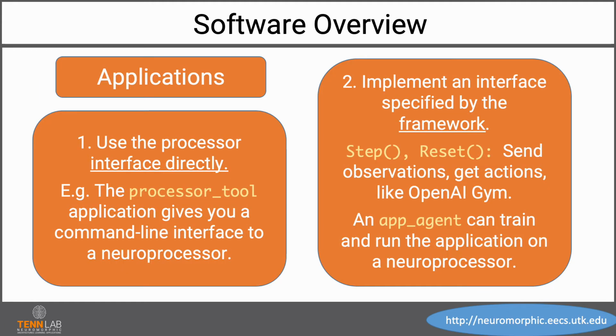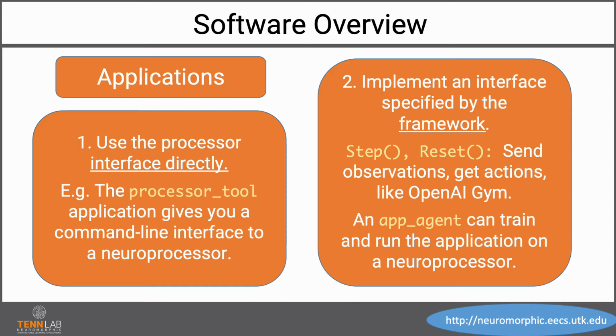Now, applications come in several guises. In the first, you can write applications that simply use the processor interface directly. So there's an application we have called the processor tool, which basically gives you a command line interface where you can load networks onto a processor, apply spikes by hand, probe the network by hand, so that you can see how the processor works. But you can also write applications that simply work on top of the processor interface.